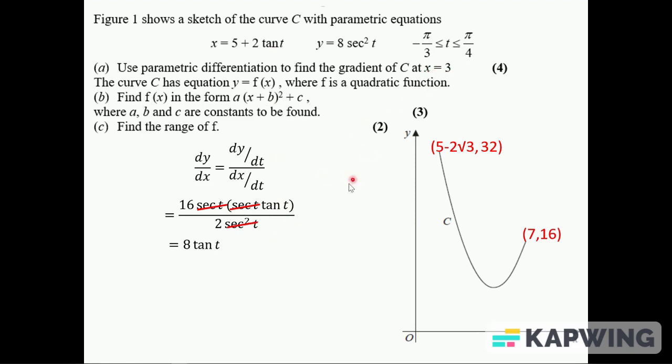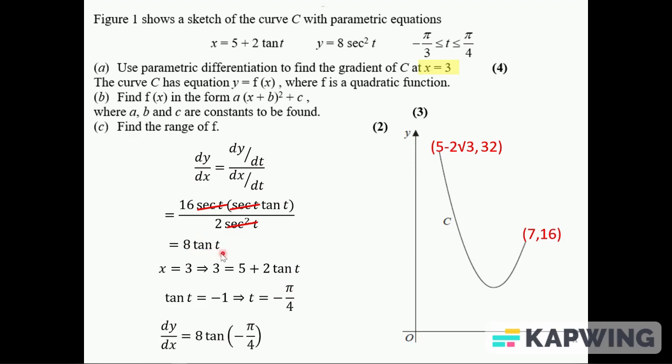It tells me I'm going to find the gradient when x is 3. So I'll find out what the t is when x is equal to 3, by writing 3 equals 5 plus 2 tan t. That gives me tan t is minus 1. So the t is minus pi over 4. Putting that into here, I get minus 8.